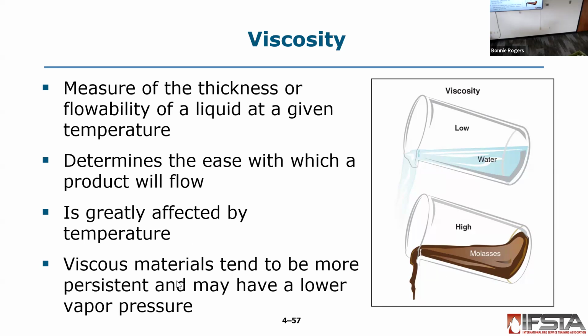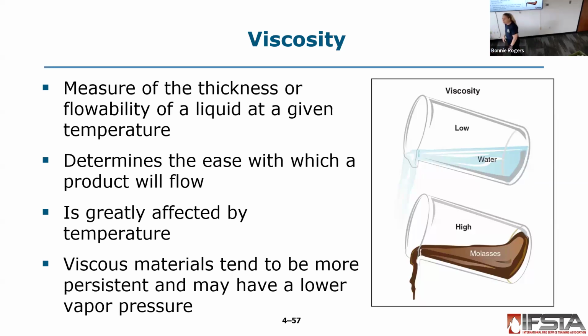So here it said the viscous materials tend to be more persistent, and so we see that. Makes sense, right? And they have a lower vapor pressure. What happens if we heat these up? Viscosity goes down. So if I heat up my molasses, what happens? It becomes less viscous and it moves easier, right? How about for water? Same thing.